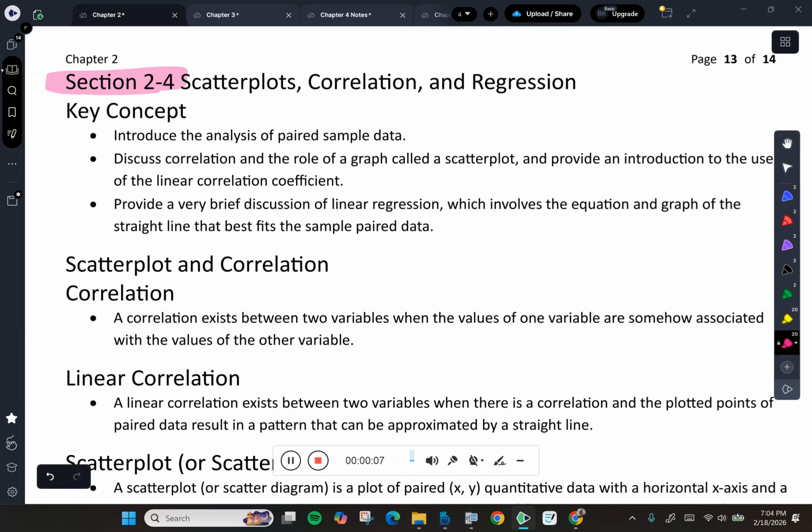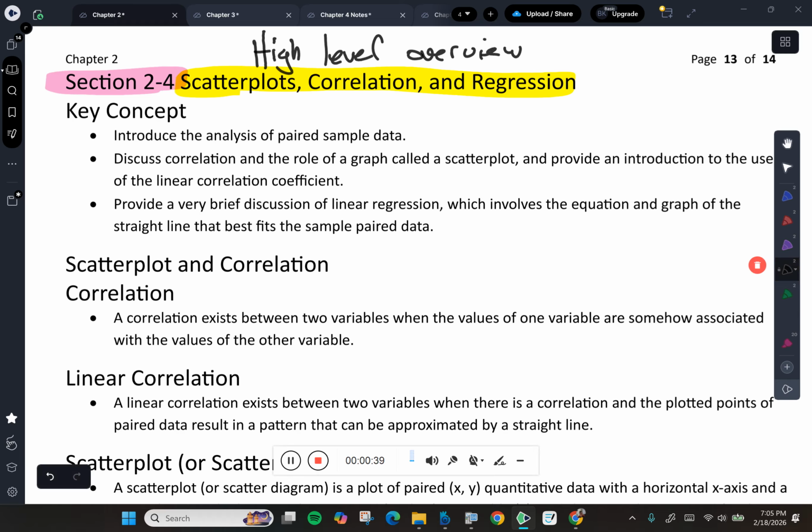Now, chapter 2 has been rough for me because I really want to dig deep into everything, but what I'm seeing right here is just kind of an overview, and especially in this section, because in this section we're going to take a look at scatter plots, correlation, and regression, but we're not going to dig deep. We're going to do a very high level overview, because we have a chapter coming up later in the semester where we dig deep into this.